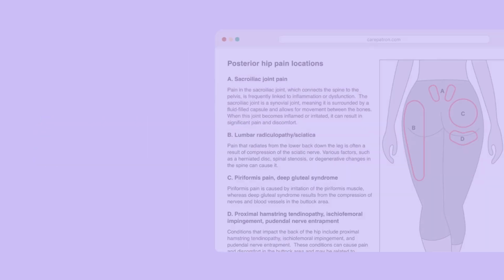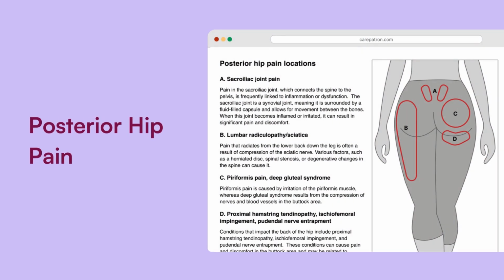Posterior hip pain. Pain in this area occurs on the back side of the hip and can stem from problems related to the lumbar spine, such as herniated discs or sciatica, or deep gluteal syndrome, which affects the muscles and nerves in the hip or buttock area.